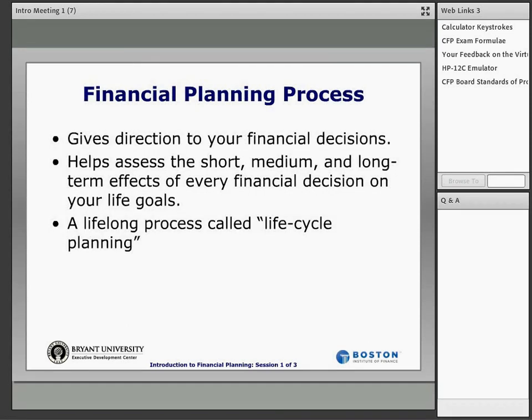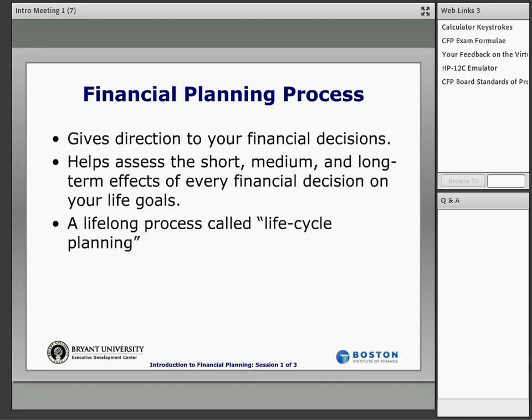Okay, so the financial planning process. What is it? The financial planning process gives direction to your financial decisions. It helps you assess the short, medium, and long-term effects of every financial decision on your life goals. And when we talk about short, in the investment world, short is anything between 1 and 3 years, or really time 0 and 3 years. A medium time frame would be anything longer than 3 years up to 7 years, and anything over 7 years is considered long-term in the investment world.